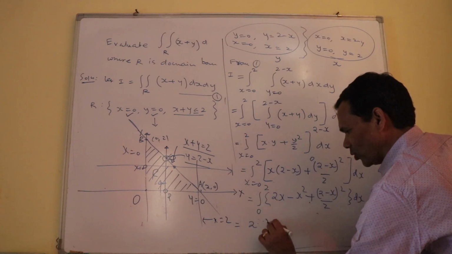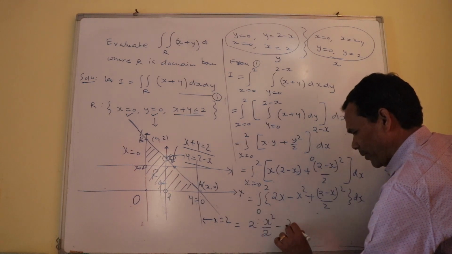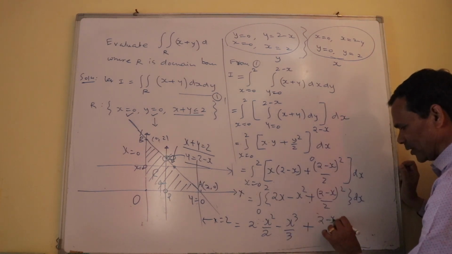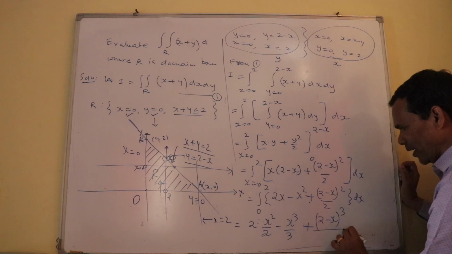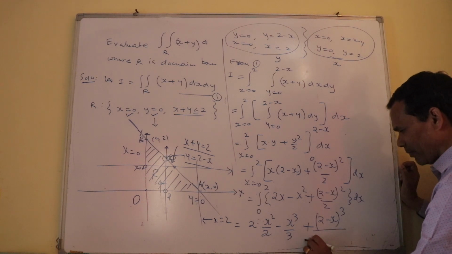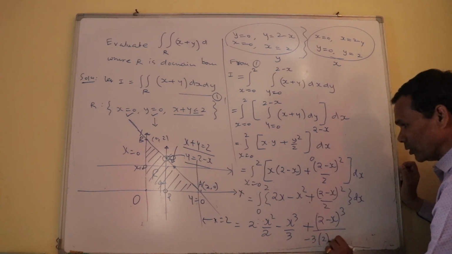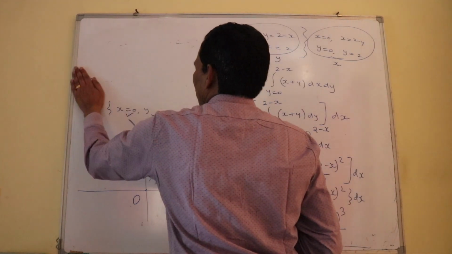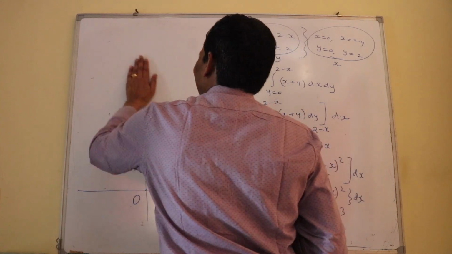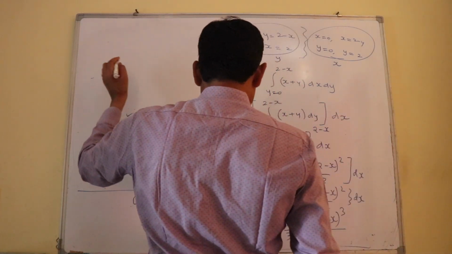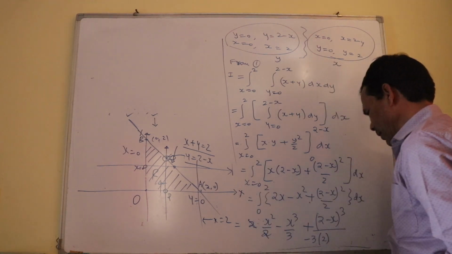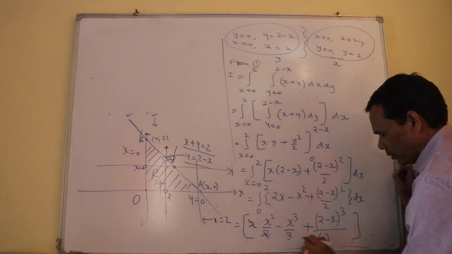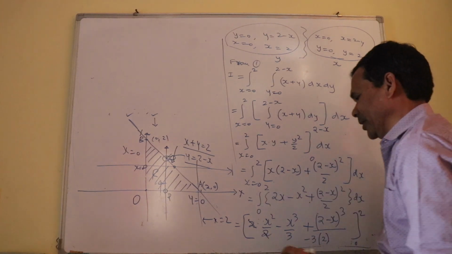This is 2 times the integration of x square by 2 minus x cube by 3, plus the integration of 2 minus x bracket cube divided by 3, minus 3 into 2. So you are getting this in the form of simplification, and getting the answer for this. The 2 gets cancelled here, and the limits are applied here, 0 to 2. 0 to 2 is the limit application.